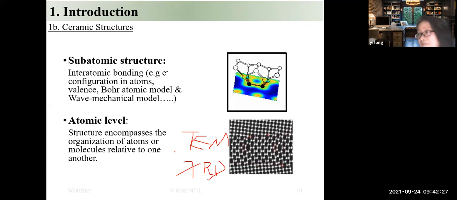So I'm just giving you some big things here. Most of you are going to fabricate something. You make something, then you need to use different machines for characterization, which means we need to understand the microstructures of the materials. For example, you can use XRD and TEM to see the atomic level, how the atoms are arranged. So this is the atomic level. Structure is composed of the organization of how the atoms and molecules are arranged relative to each other.